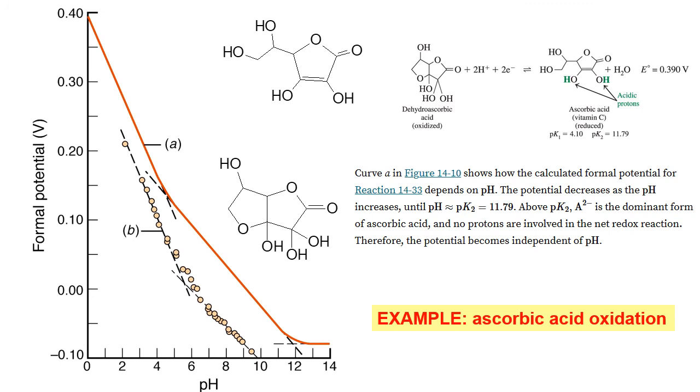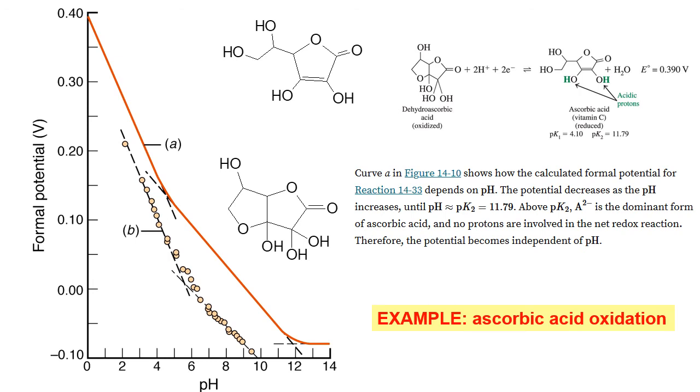Here is our ascorbic acid, vitamin C. Vitamin C can be oxidized to dehydroascorbic acid, slightly different, which is not an acid at all. But ascorbic acid has two protons that are acidic.